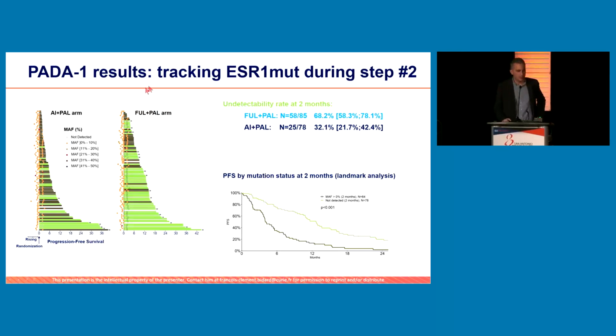These were allocated to either AI plus PAL, so unchanged treatment, versus fulvestrant plus palbociclib. And you see here in light green the patients that had a cleared ctDNA, with no ESR1 mutation detected at 2 months after randomization and treatment switch, compared to those kept under the same treatment. So clearly, you see here the efficacy of the switch at the molecular level. And of course, the status at 2 months also had a very significant impact on patient outcome. This is not surprising, but again, it shows the benefit of the switch at the molecular level.